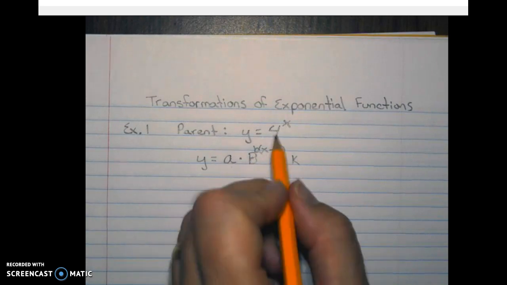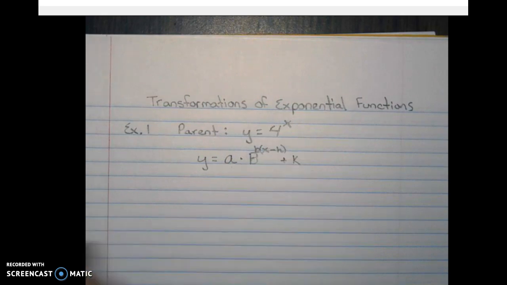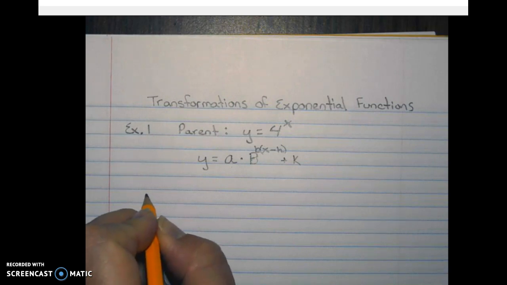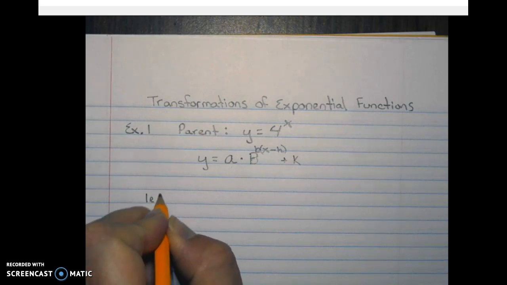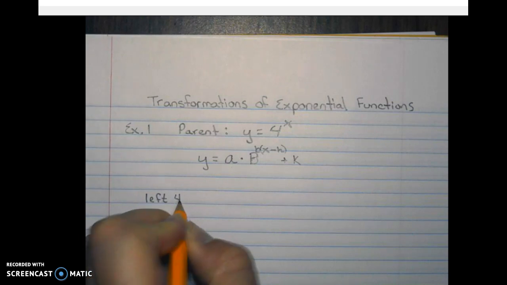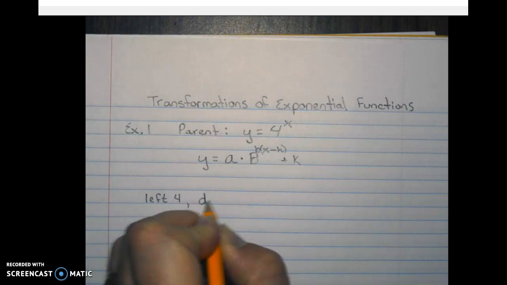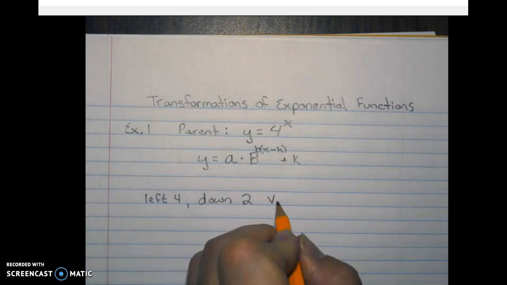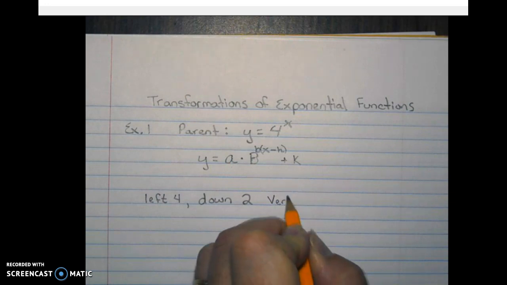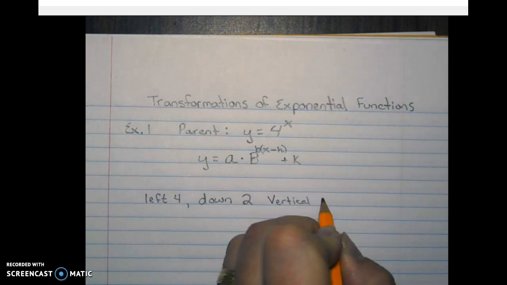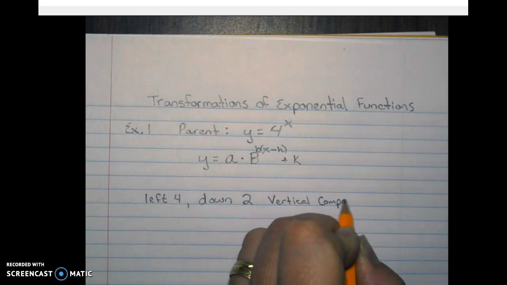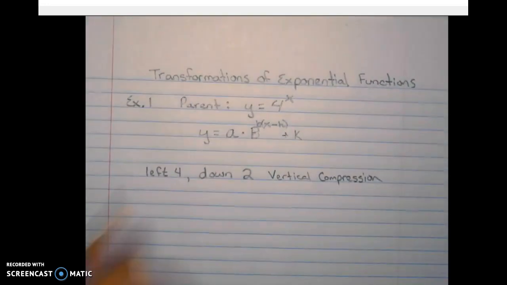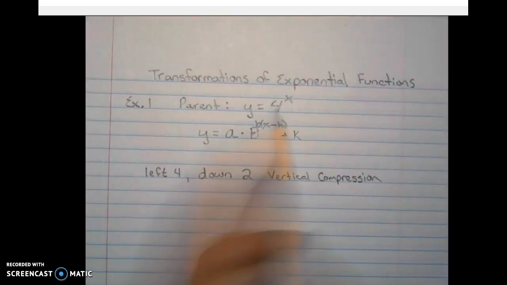So let's say that we want to take this function here. Let's say that we want to have a horizontal translation, left 4, down 2, and a vertical compression as well. So how would we write that? The base for this parent is going to be base 4.